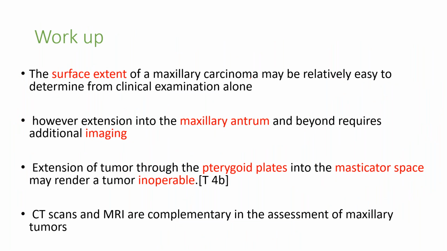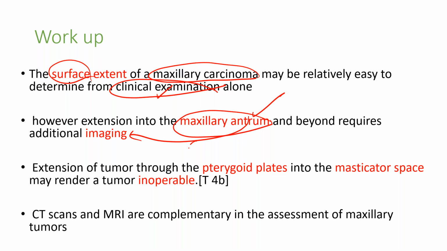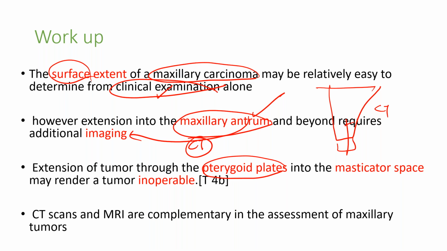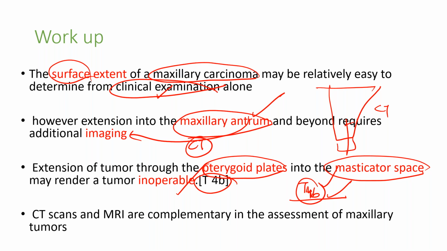Workup. The surface extent of the maxillary carcinoma can be relatively easy to determine from clinical examination alone. Surface you can see by clinical examination only. Of course, if the maxillary antrum is involved, that is, if it is going towards the maxillary sinus, then you have to go for a CT scan. Extension of tumor to the pterygoid plates and masticator space is inoperable, T4B. I'll tell you the staging once again after the completion of maxilla and mandible.